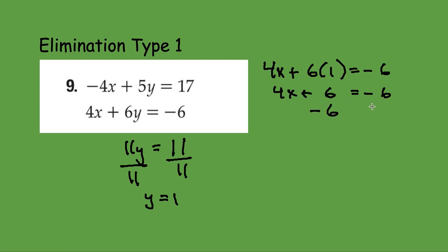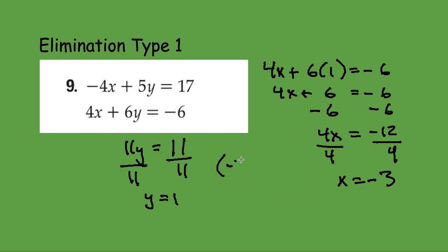Now I'm going to subtract 6 from both sides. And when I do that, I get 4x equals -12. My next step is to get x by itself by dividing by its coefficient. So we'll divide both sides by 4. And then you get x equals -3. And so that gives me the solution set -3, 1.